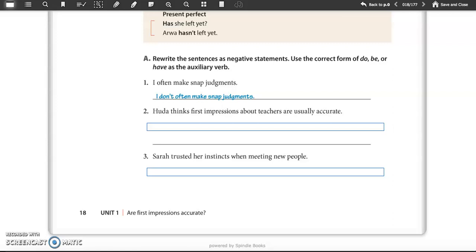So to do this exercise, you will have to use the word do, be, or have, or any words that come from those 3. Okay, so if you can please pause this video now, complete the exercise, and then check your answers.